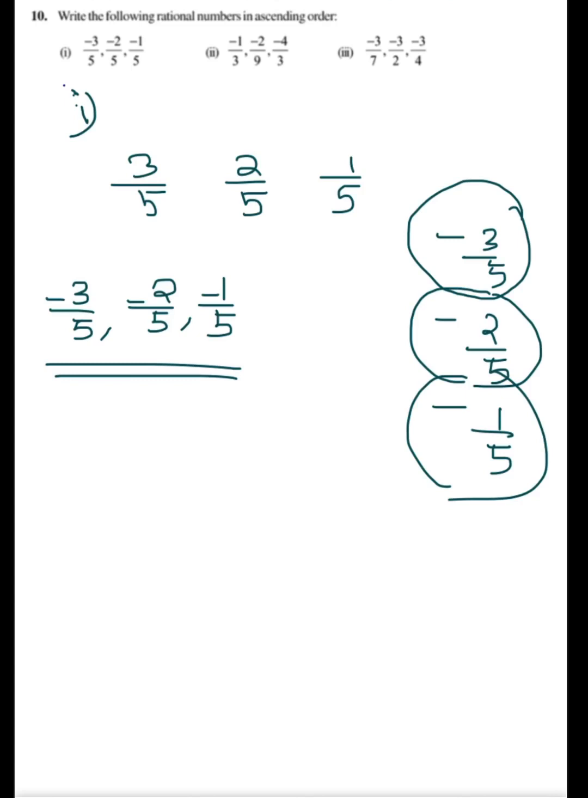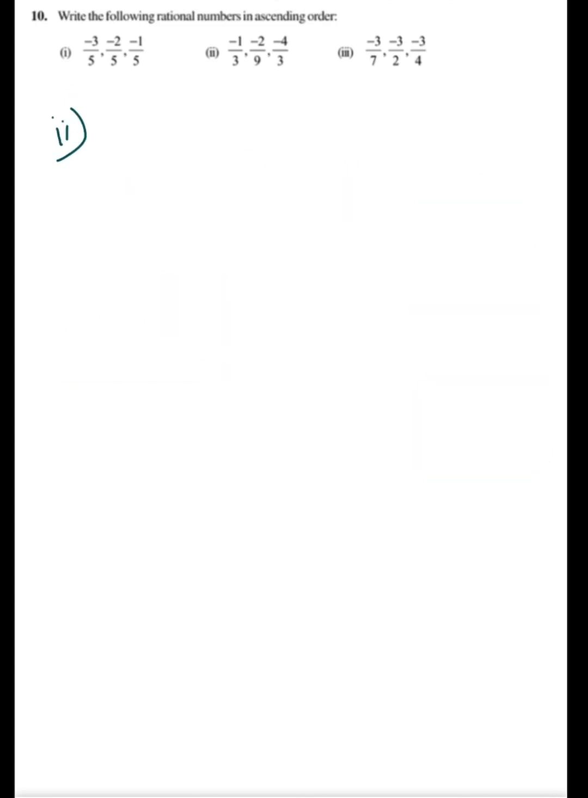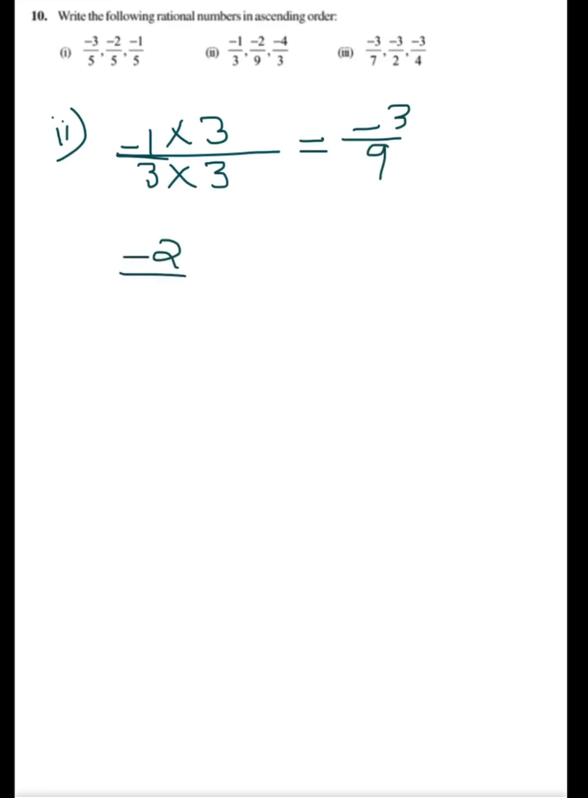Now let's write the second question. So here, as you can see, the denominators are different. So in order to compare them, we need to make their denominators the same. So let's make all the denominators 9. Okay. So for that, first one is minus 1 by 3. In order to make its denominator 9, you have to multiply by 3. Okay. Then what will you get? You will get minus 3 by 9. And the second number is already minus 2 by 9, its denominator is already 9. So no need of rewriting it.